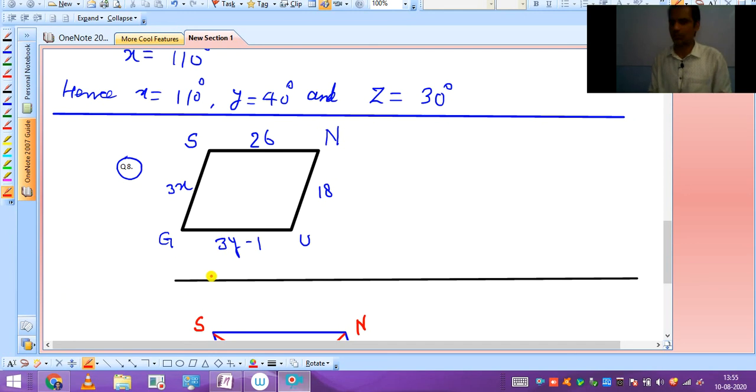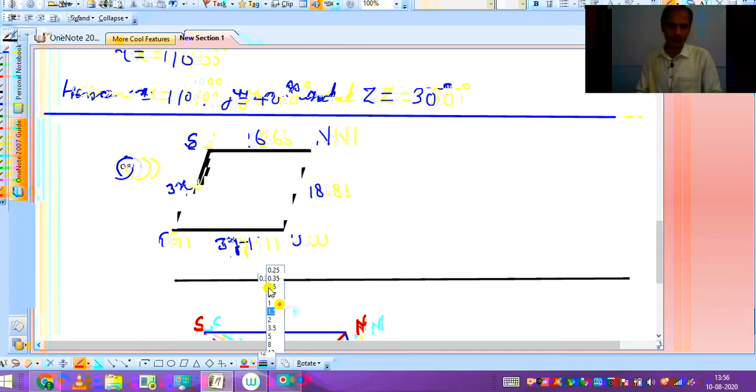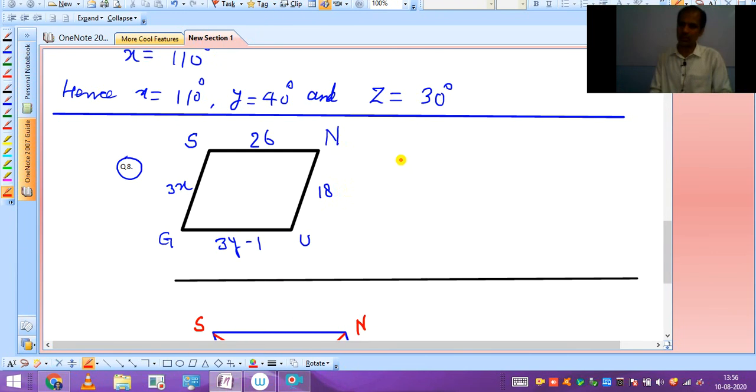Now question number 8. There are two parts of the 8th question. In the first part we have to find the value of x and y. Similarly in the second part. This is based on the basic properties, the property of the sides of a parallelogram. It is given that this figure is a parallelogram. Okay students, now listen carefully. In a parallelogram opposite sides are equal in length.